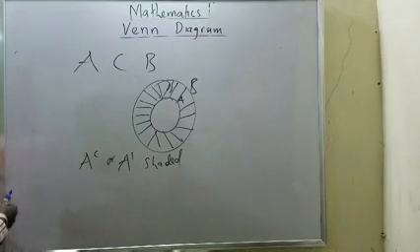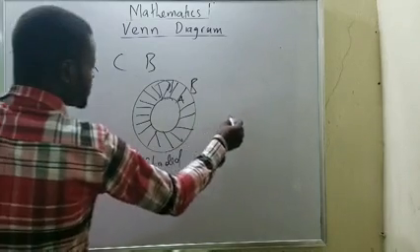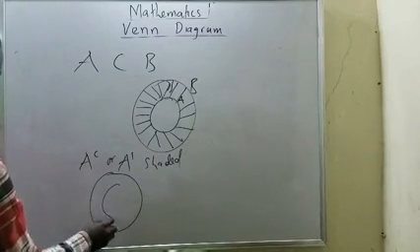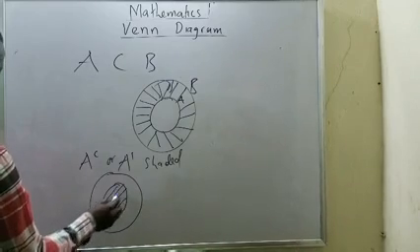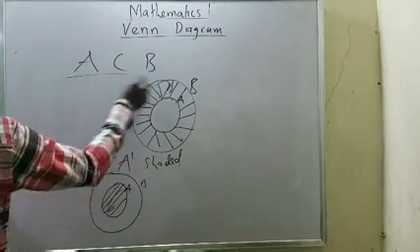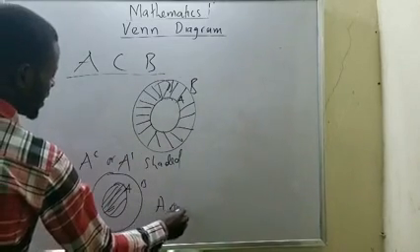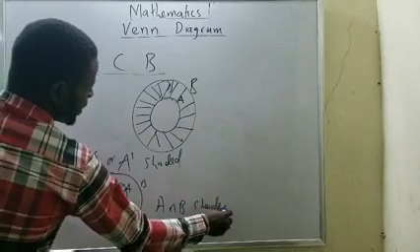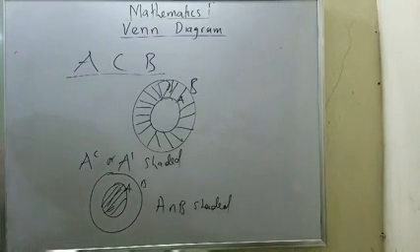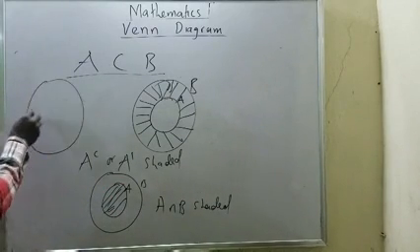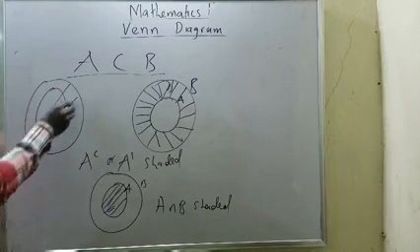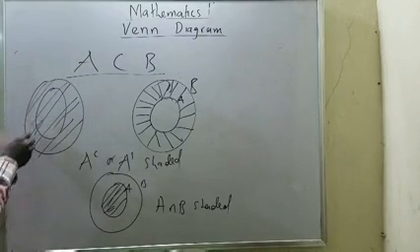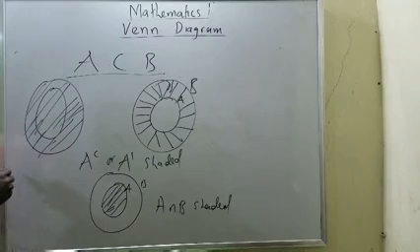Also, if I have it this way, I have something like this. I have one set this way, and I have another set this way, and this place is shaded. This is my A, this is my B. It means my A intersection B is shaded. And also if I have another one this way, and I have another one this way, and everything is shaded, it means I'm talking about A union B, which is shaded.